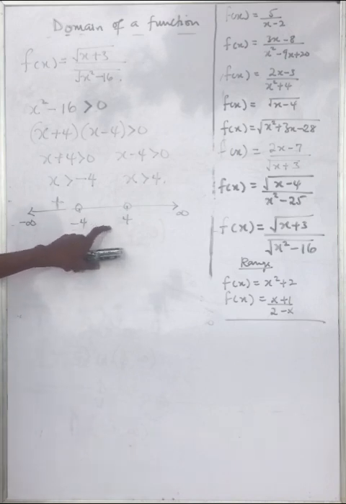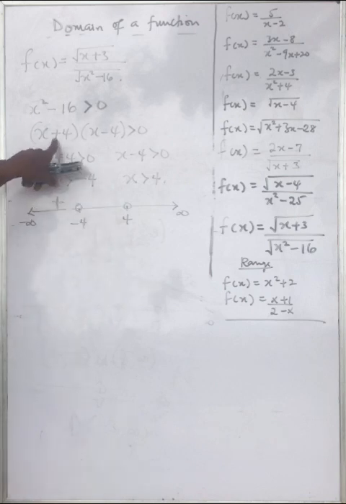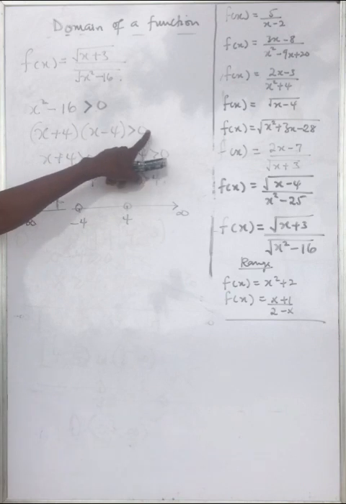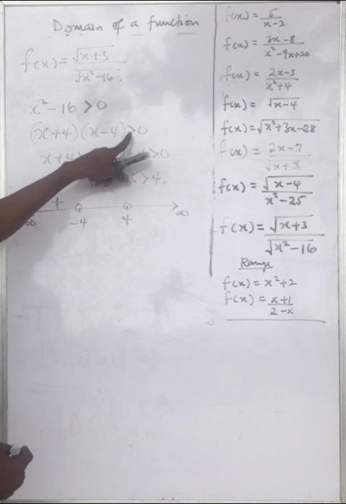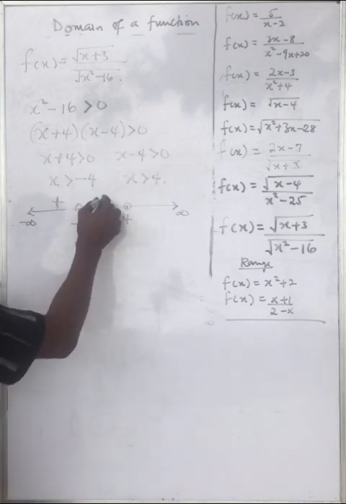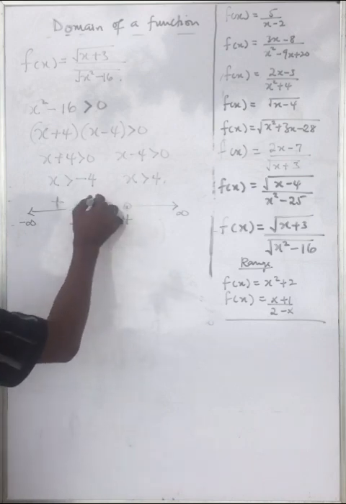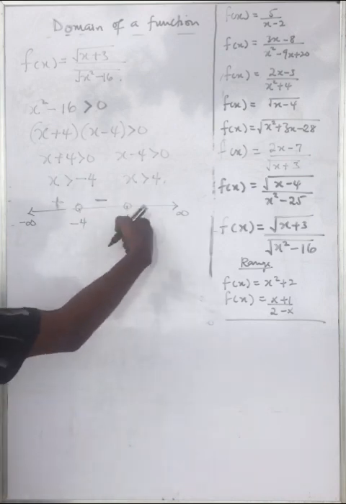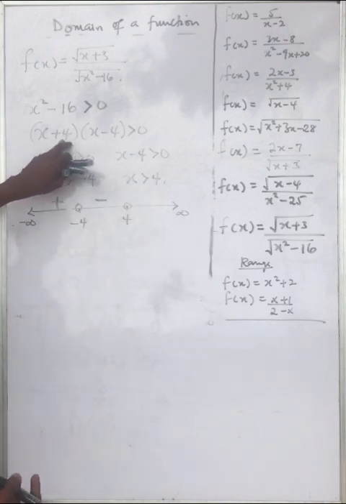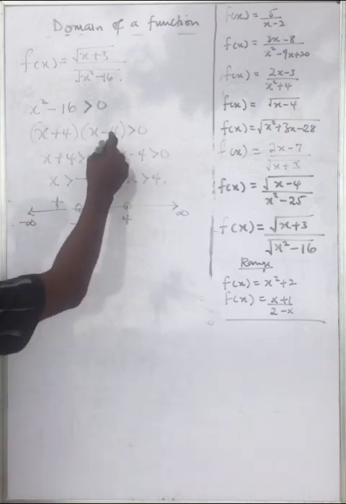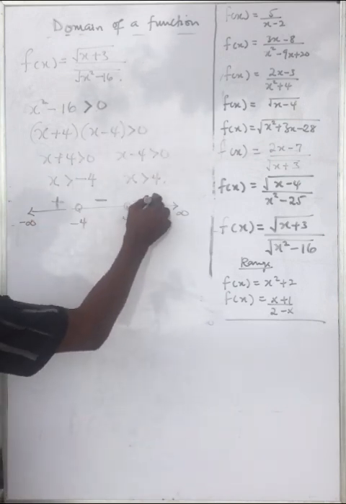If you pick this value, minus 4, for example, you understand now? The domain does not exist at this edge because it will give you a number that is 0. And since it is 0 and we said it must be greater than 0, the domain does not exist at this edge. And look at this. If you pick any number in this range, for example, let's pick 5. 5 plus 4, positive. 5 minus 4, positive. We always get a number that is greater than 0. That means a domain also exists at this edge.